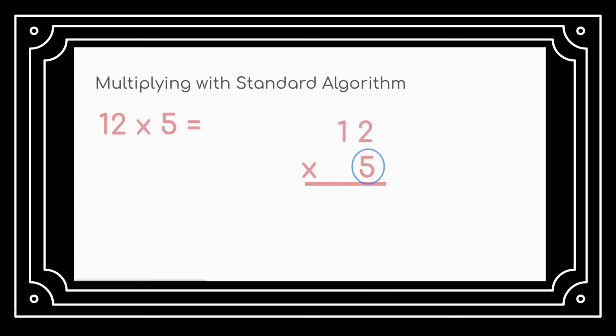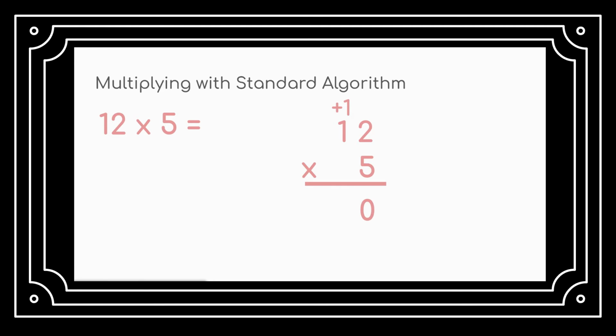We need to multiply the 5 by the number in the ones column up on top. That number happens to be 2, so I will solve 5 times 2, which equals 10. I can't fit 10 in the ones column where I need to write the answer because 10 has 2 digits and I can only fit 1 digit in each place value. So I write the 0 in the ones column down below and I carry the 1 to the top.